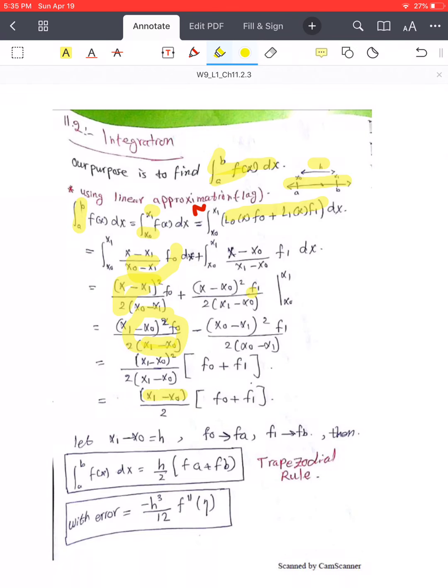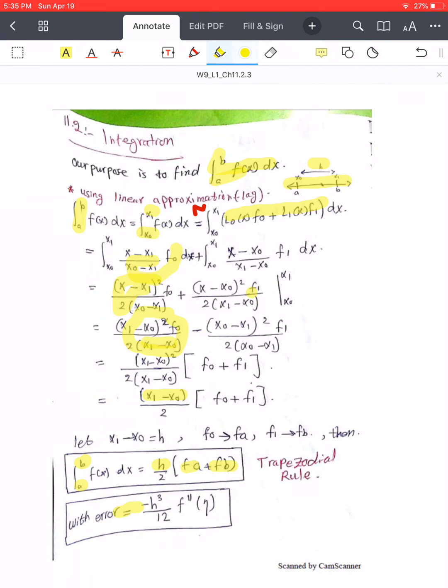Remember, x1 minus x0 is h, so it can be written like this. What is f of 0? It means the point here, and f of 1 here, so you can write it also. This is b minus a times f at point A plus f at point B, divided by 2. In that case, we have obtained what is called the trapezoidal rule.